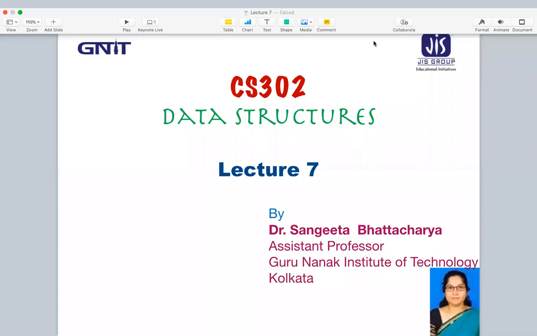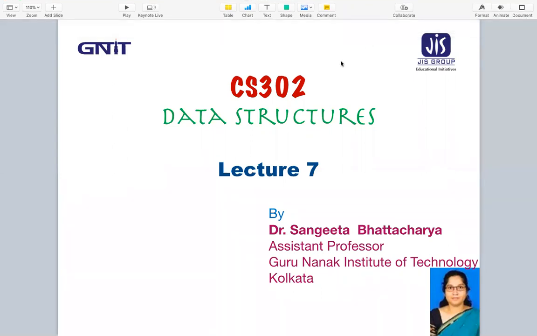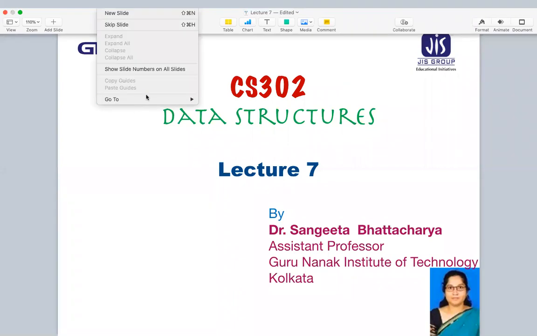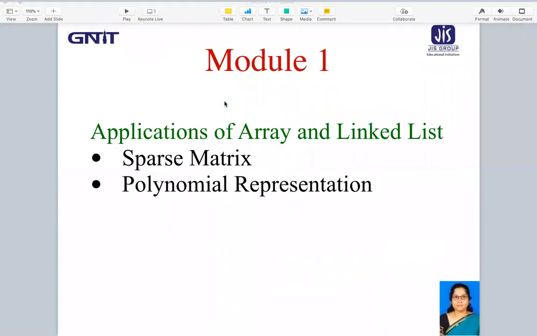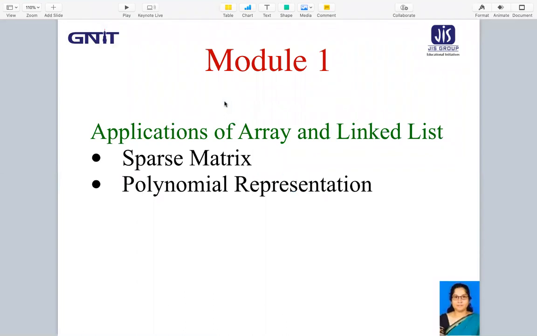Welcome all to lecture 7 of CS 302 data structures. I'm Dr. Sangeeta Bhattacharya, and in this lecture we are going to see the following two things about the application of array and linked list in representation of sparse matrix and a polynomial equation.